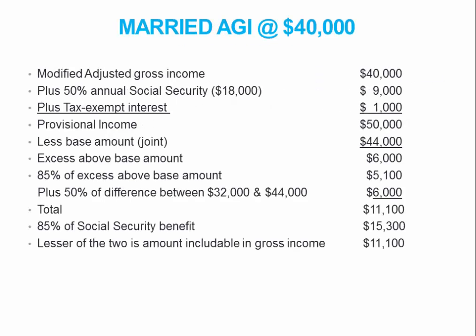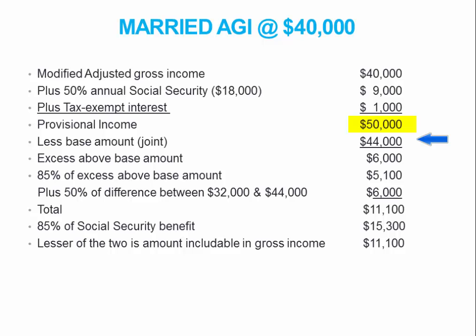Let's look at an example of how the calculation is done. We'll assume we have a married couple with an adjusted gross income for the year of $40,000. Their total Social Security benefit during the same tax year was $18,000, and they also had $1,000 of tax-exempt interest. Provisional income is a total of their $40,000 AGI plus 1/2 their Social Security plus tax-exempt interest for a total of $50,000.